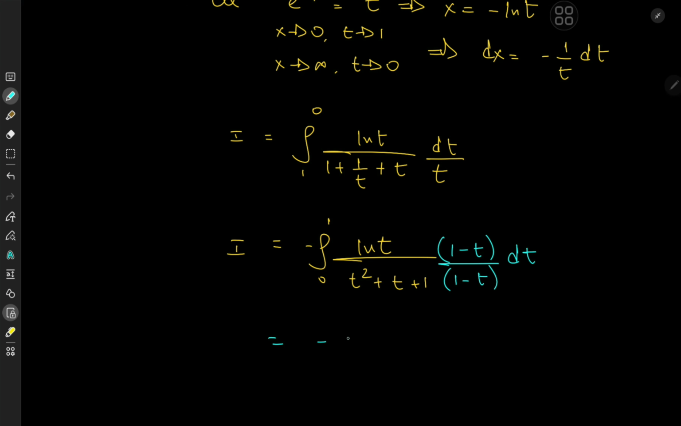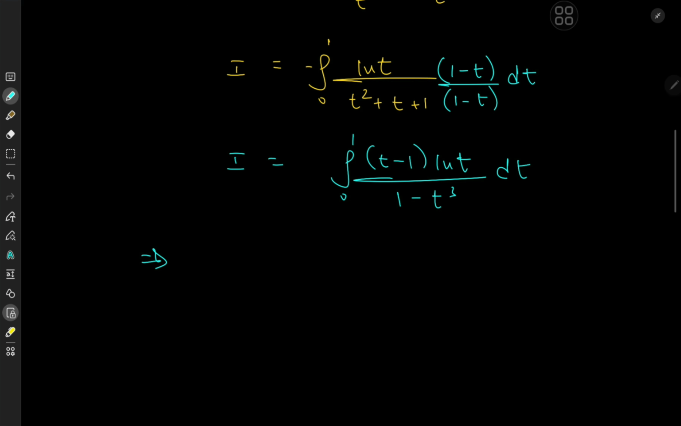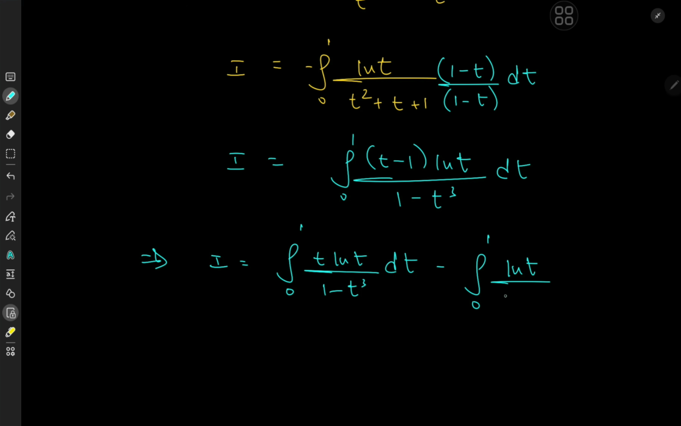And the benefit of that is now I have negative integral 0 to 1, or I could just flip the t minus 1, and then write this as t minus 1 log t, get rid of the negative sign. And in the denominator, we get the classic expansion of 1 minus t cubed. Okay, cool. And now using the linearity of the integration operator, I'm going to write this as integral 0 to 1 of t times log t over 1 minus t cubed dt minus the integral from 0 to 1 of log t over 1 minus t cubed dt.